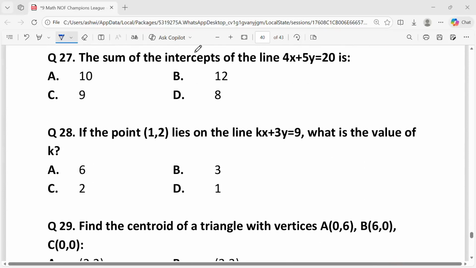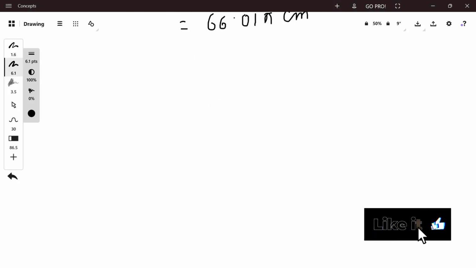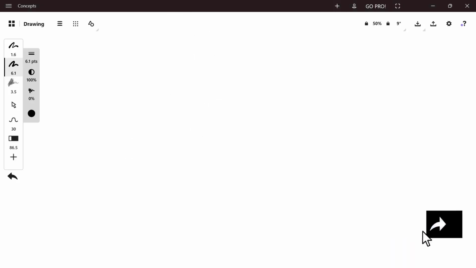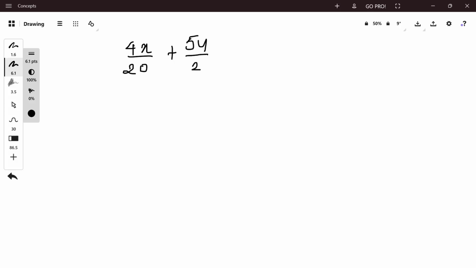Question 27. The sum of the intercepts of the line 4x plus 5y is equal to 20 is. To find the intercept, first rewrite the equation in the intercept form, that is x upon a plus y upon b equal to 1. That is 4x upon 20 plus 5y upon 20 is equal to 20 upon 20. That is x by 5 plus y by 4 is equal to 1.